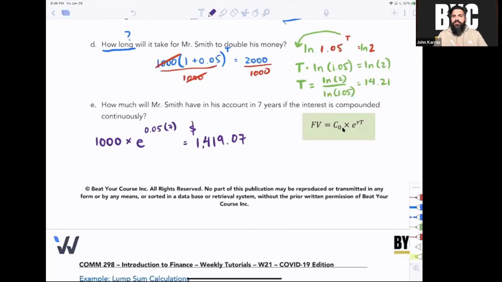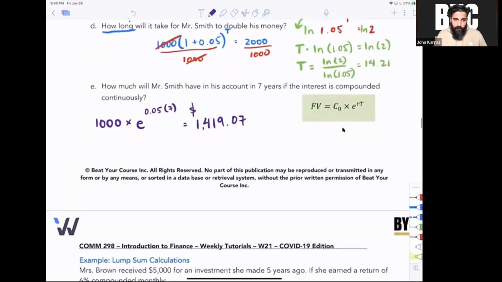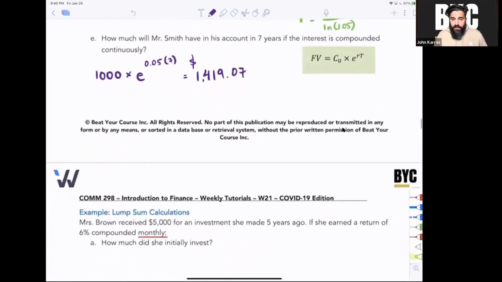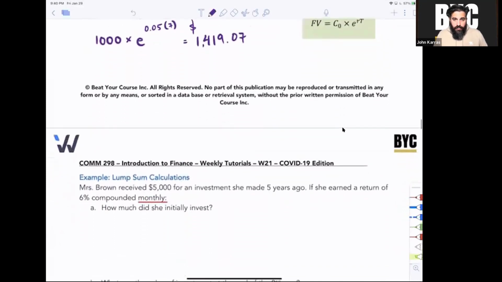Remember, guys, don't get too comfortable with this formula in the sense of using it loosely, right? It's very specific. You can only use this if I specifically say compounded continuously. Okay. So let's do another example.